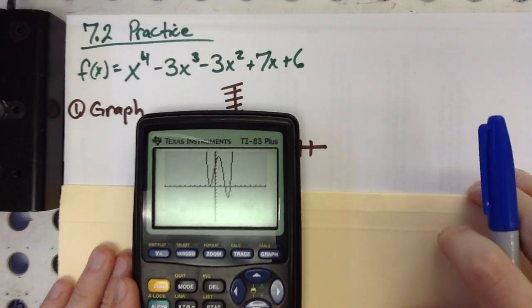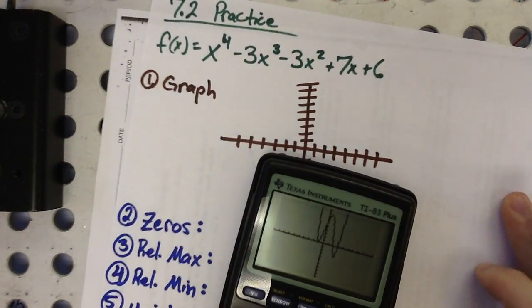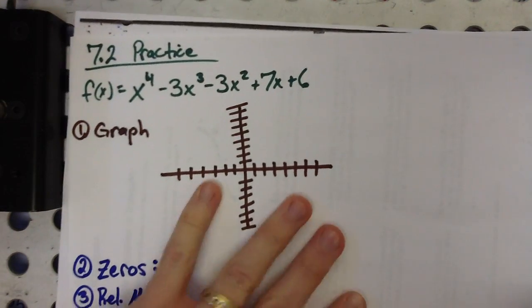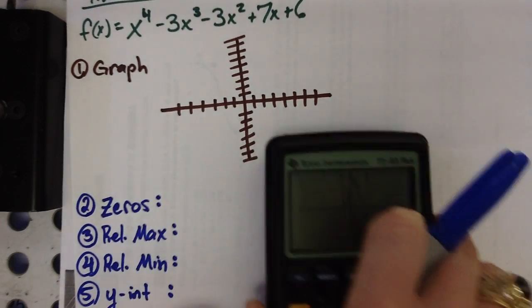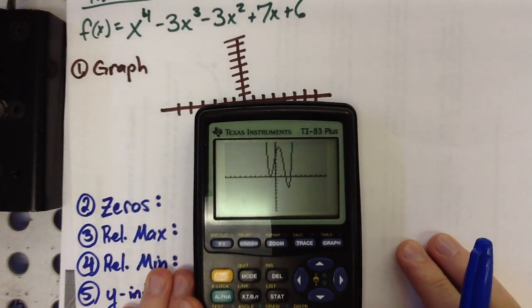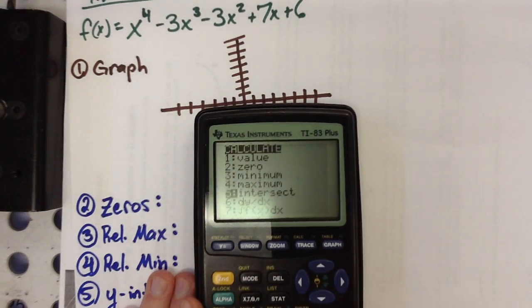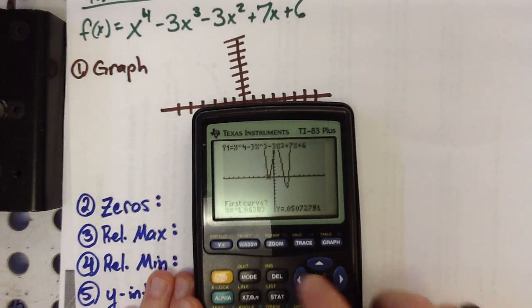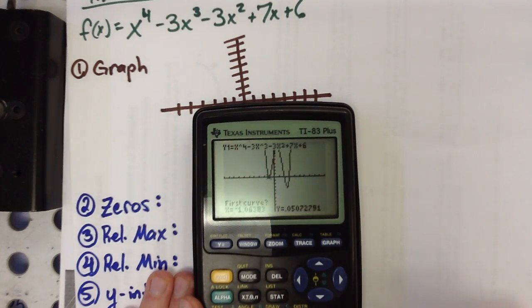So we're going to do the same things we just did in the lesson. Let's come down to our zeros, relative max and min, and y-intercept. So first of all, zeros, probably second trace, 5 is what most of y'all prefer. What's going on right here is that we're just touching the x-axis. If you couldn't see my cursor, we're just touching the x-axis.